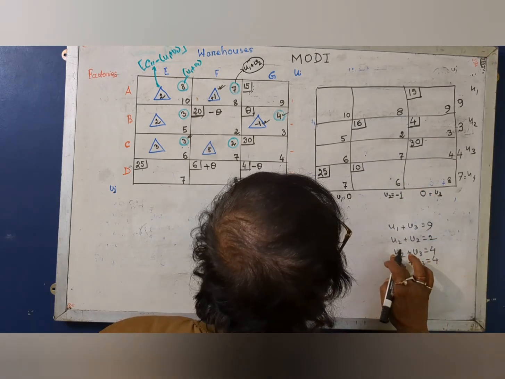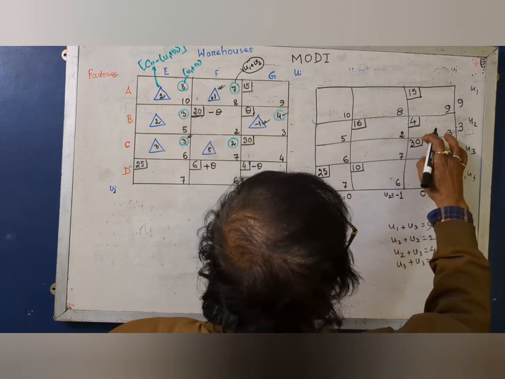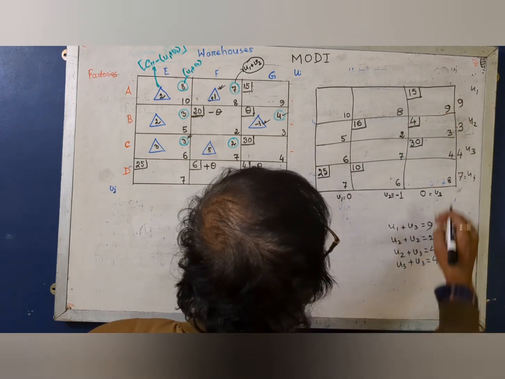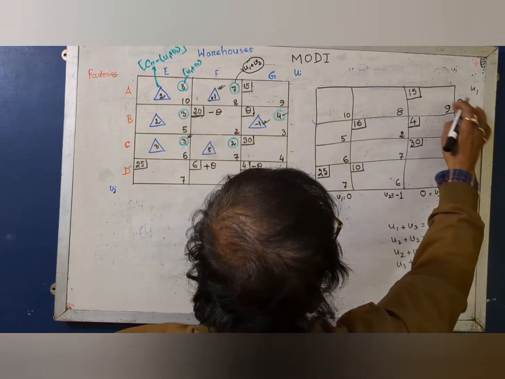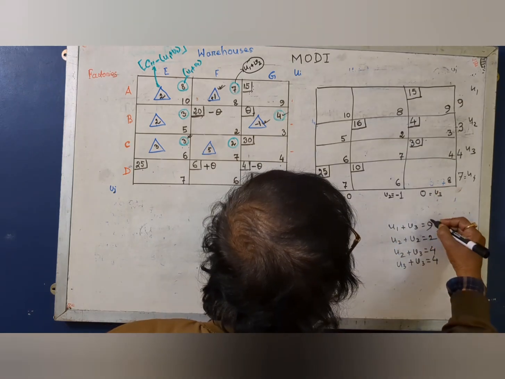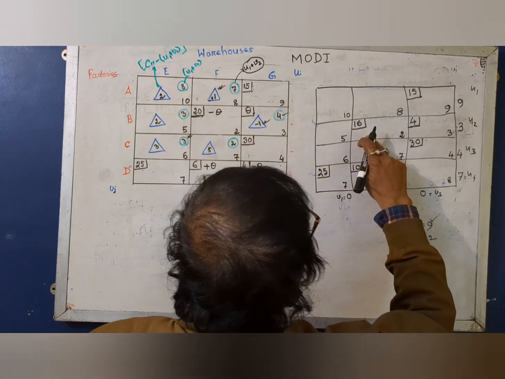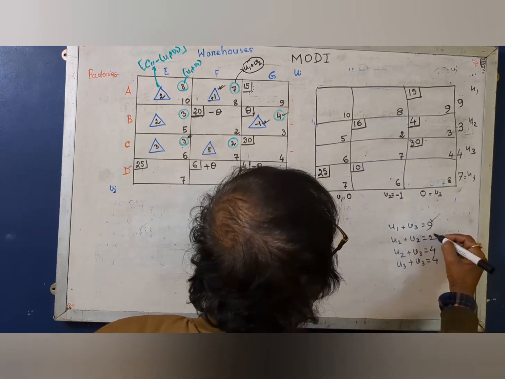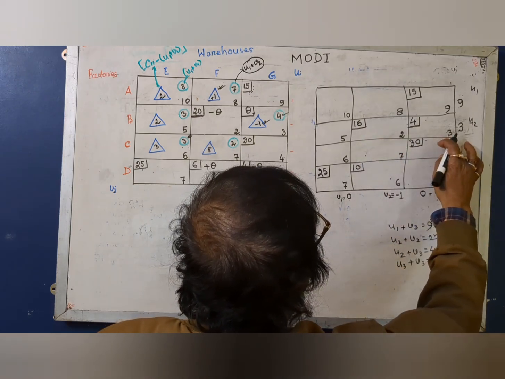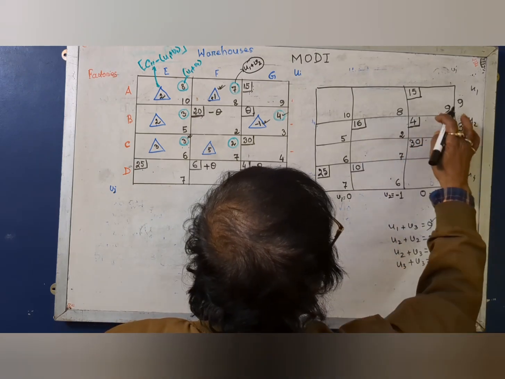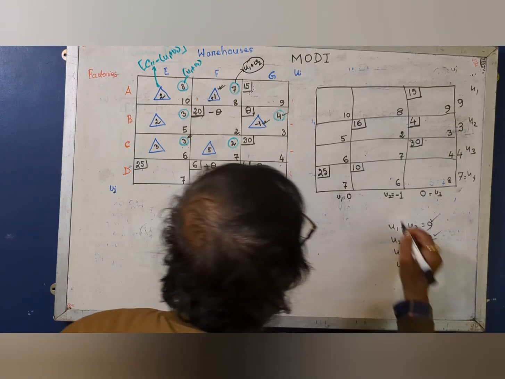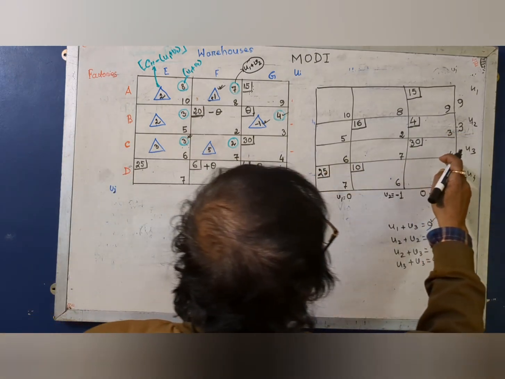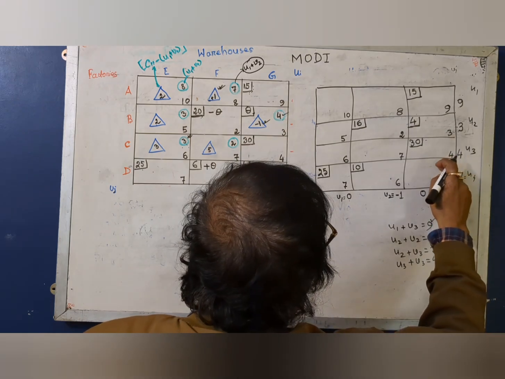Well, I have made a mistake here. I have written it wrong. First, U1 plus V3 is equal to 9. Okay. Then second, U2 plus V2 is equal to 2. That is also okay. U2 plus V3 is 3, not 4. And U3 plus V3 is equal to 4.